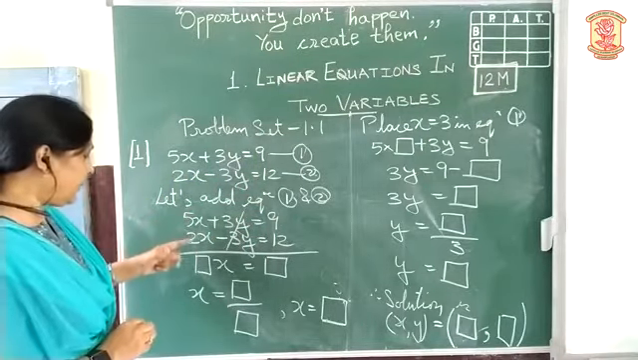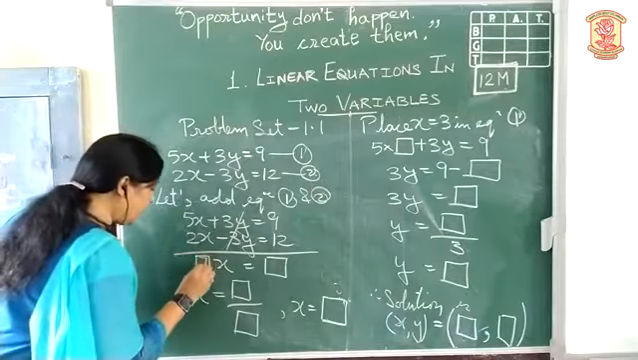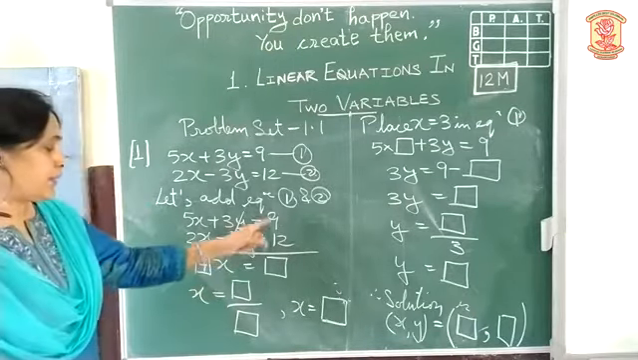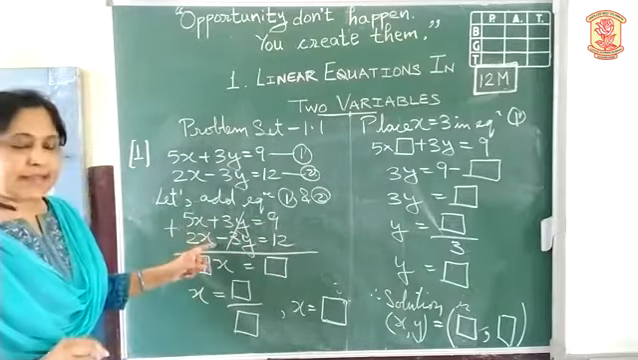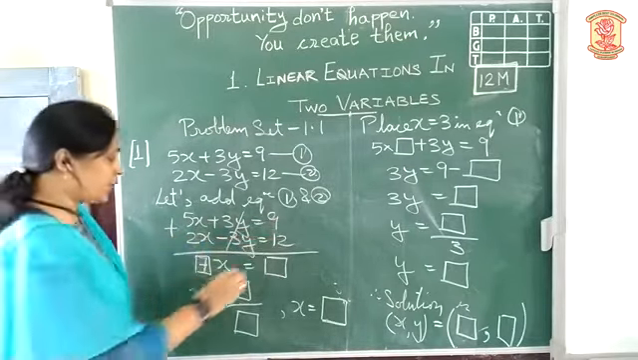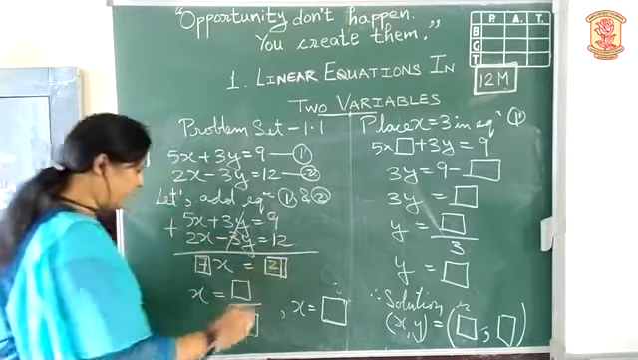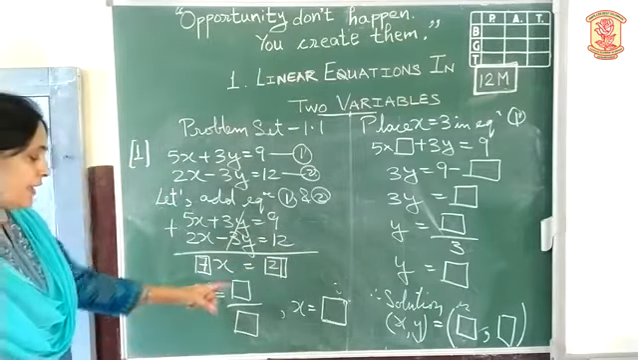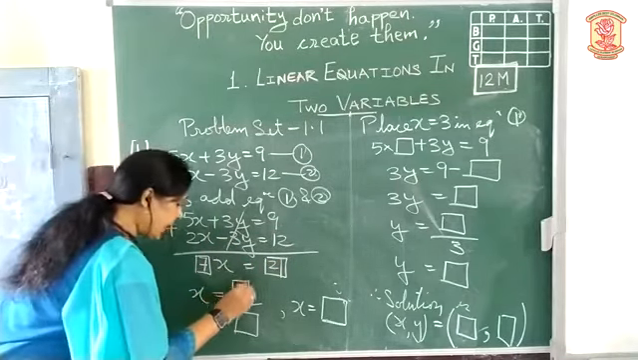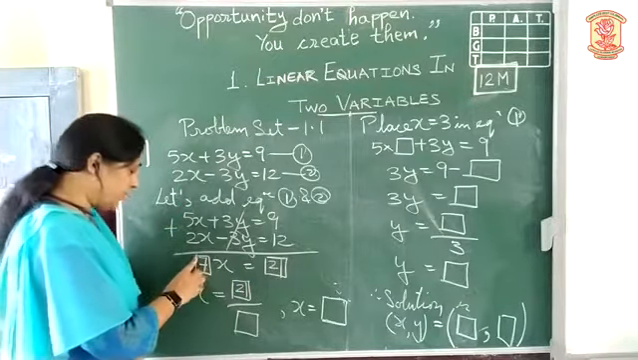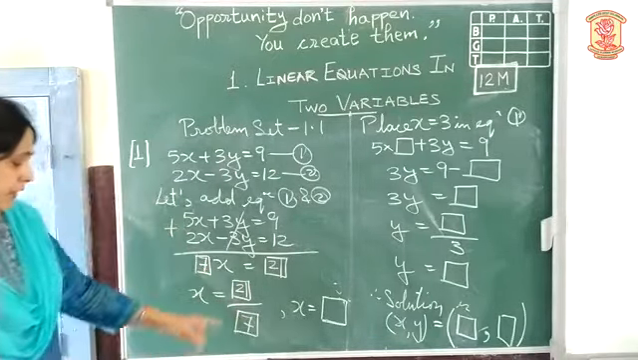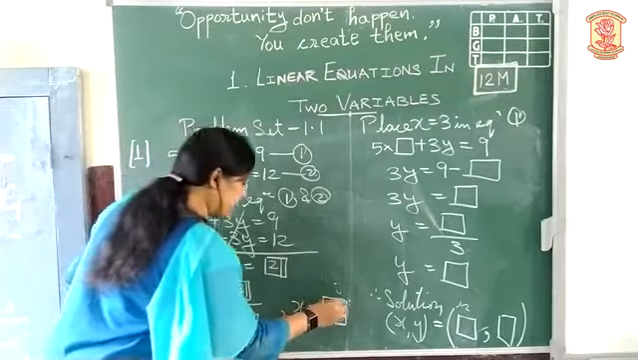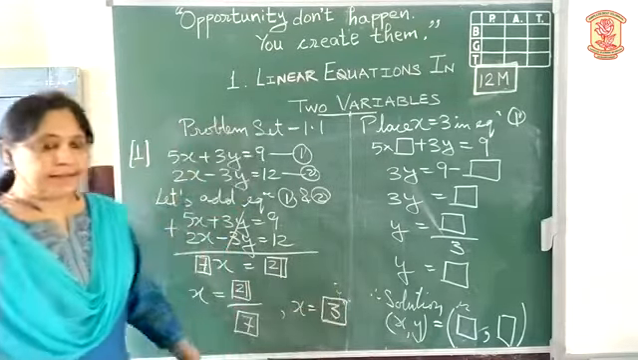So 5x plus 2x comes out to be 7x equals 9 plus 12. We are adding these two equations, isn't it? So 9 plus 12 is 21. So what will be the value of x? This 21 as it is, and x is multiplied by 7. So when 7 goes to the other side, it will be divided by 7. So 21 upon 7, that is, the value of x is 3.